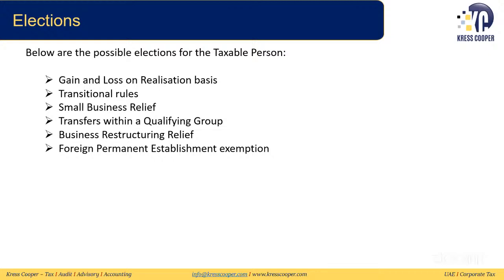So the elections we will be discussing, which will be popping up in your first return, are the gain and loss on realization basis, the transitional rules, the small business relief, the transfer within the qualifying group, the business restructuring relief, and the foreign permanent establishment exemption. So let's discuss each one of these in detail.